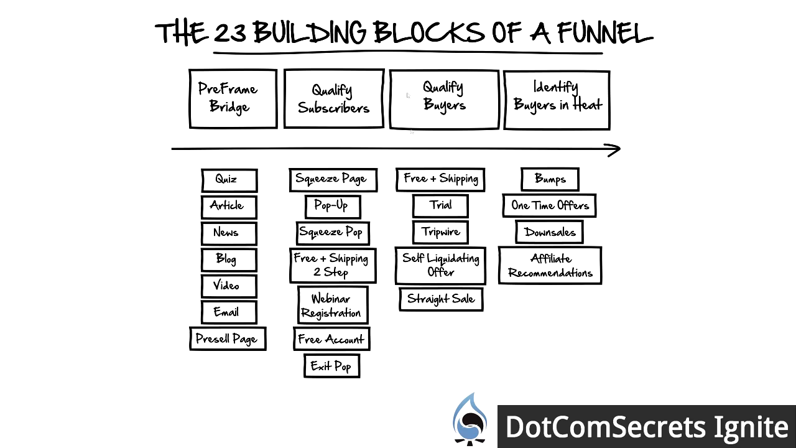Okay, next is my qualifying of my buyers. A lot of ways I can qualify them. I can do a free plus shipping offer. I can do a trial, like a $1 trial offer. That'll qualify a buyer. I can create a tripwire, which is like a $7 product. I can create a self-liquidating offer, which is like a $37, $47 product. Or I can do a straight sell, which is just a straight out sell of a $100,000, $500,000 product. Okay, I can use all these different things to qualify buyers.